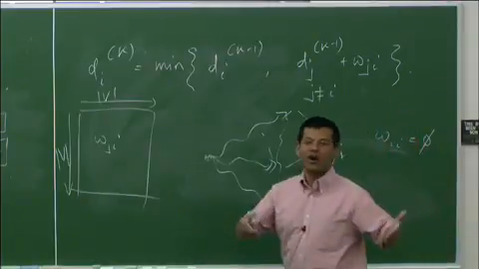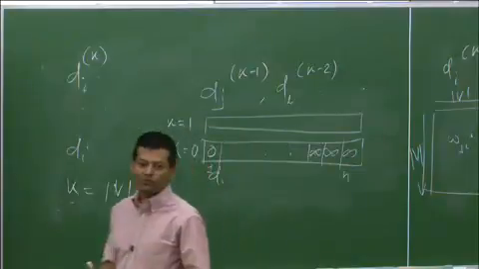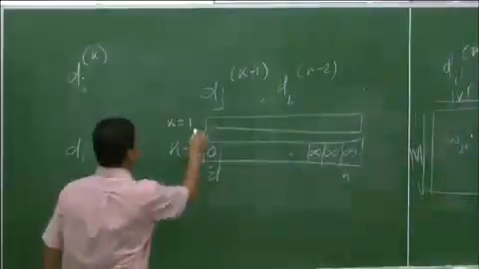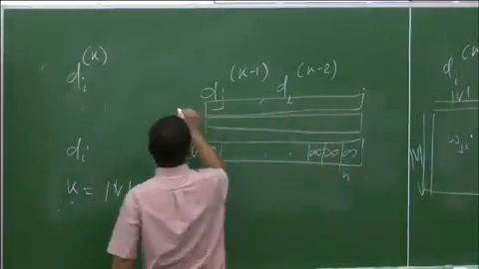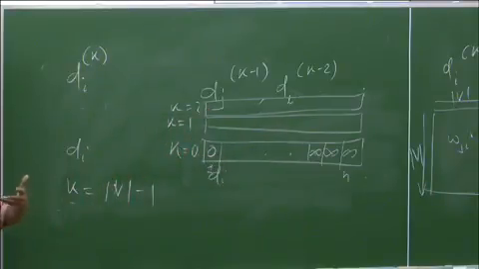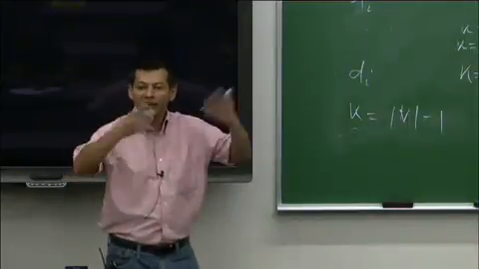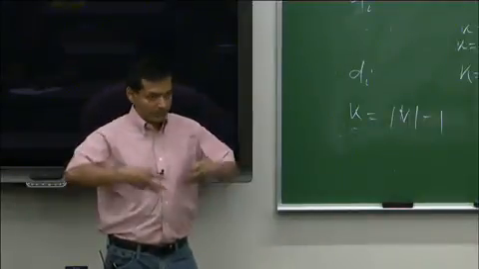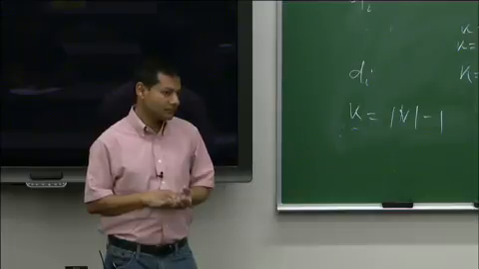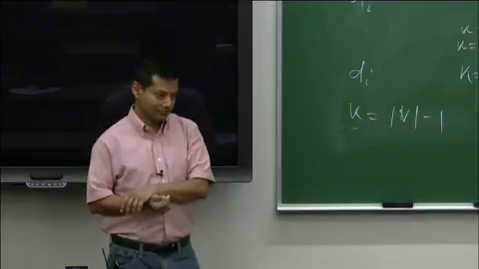So, after what k will d values not change? How long do you need to run this loop? The next time around you are going to do k equal to 2 and so on and so forth. When will you stop? V. You will run this cycle V times, and that is it. So, order VQ.